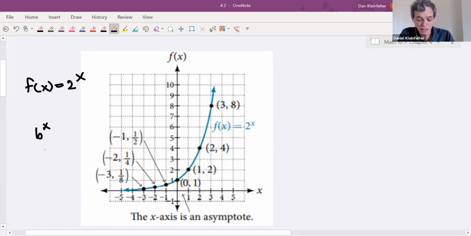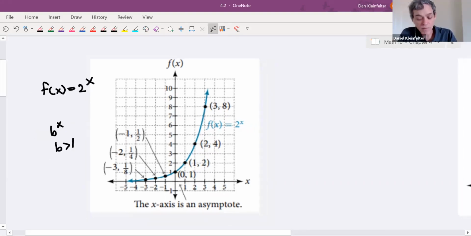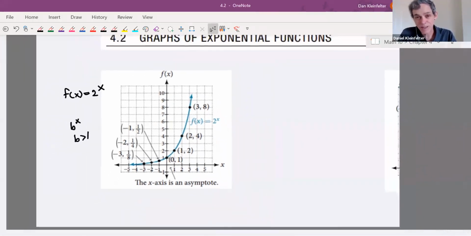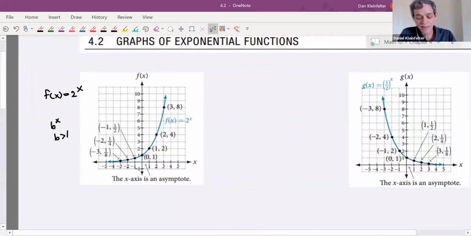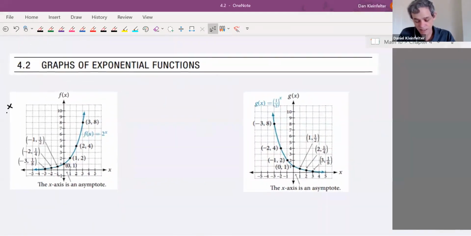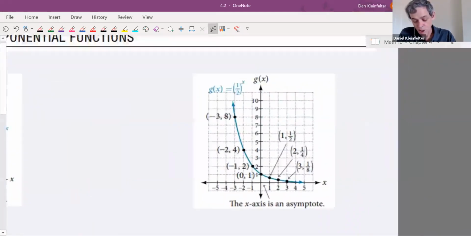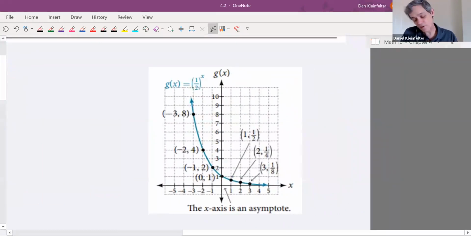All of the functions b to the x where b is bigger than 1 have that property where they're increasing. Functions like that are used to represent things like that house problem, and growth of money using compound interest, and things that increase, like bacterial populations over time. Okay, here's a graph of 1/2 to the x power.